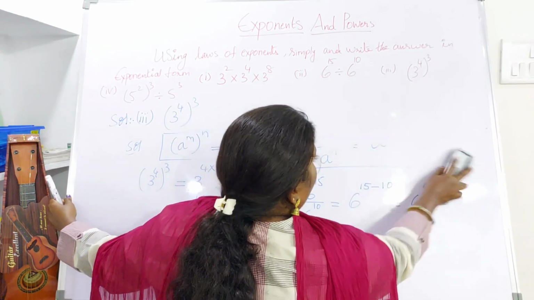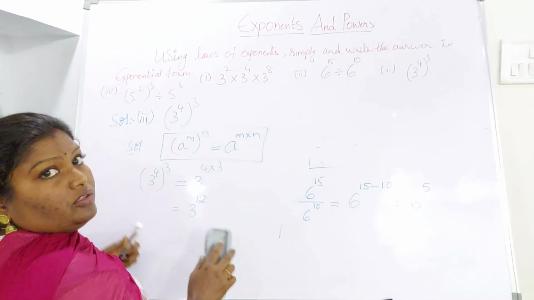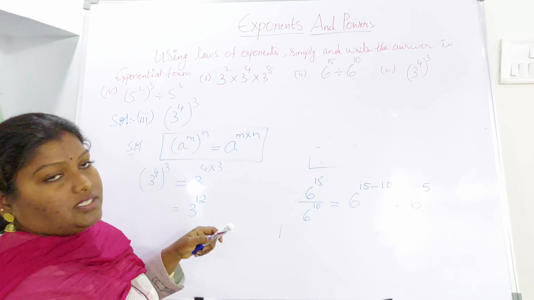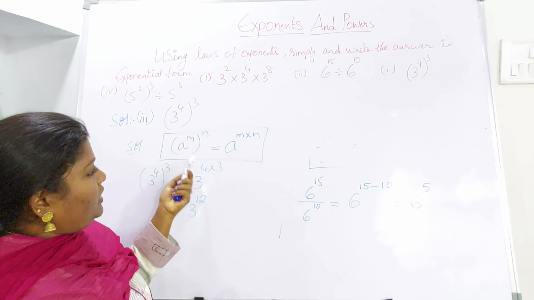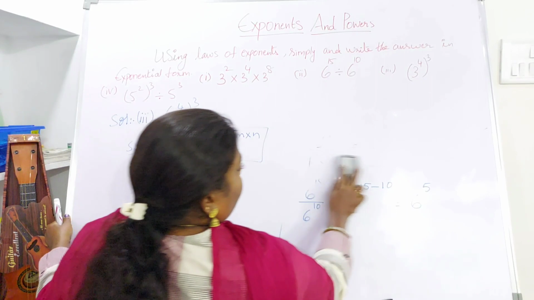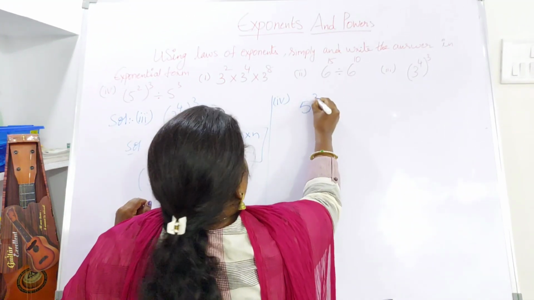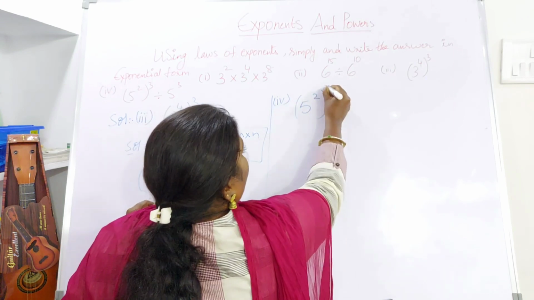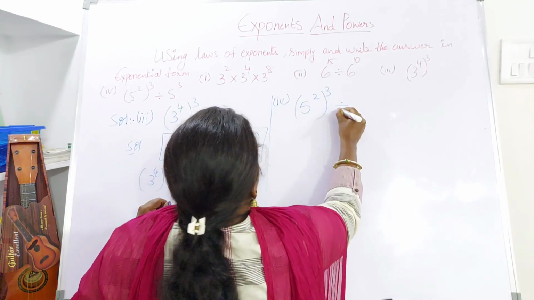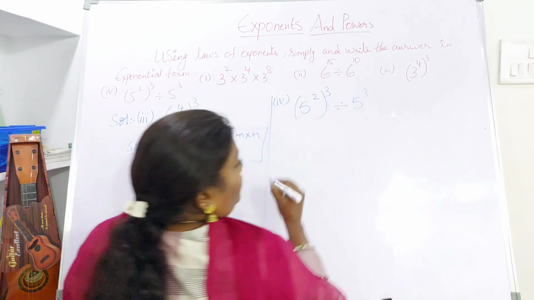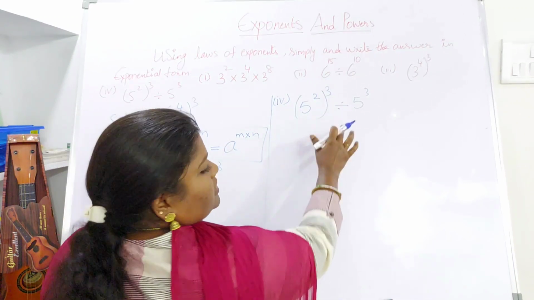So you need to be perfect. You need to be perfect with the laws of indices. Then you can easily calculate the problem. Yes, the fourth one is 5 square whole to the power of 3 divided by 5 cube. Now here there are two formulas you are going to use.